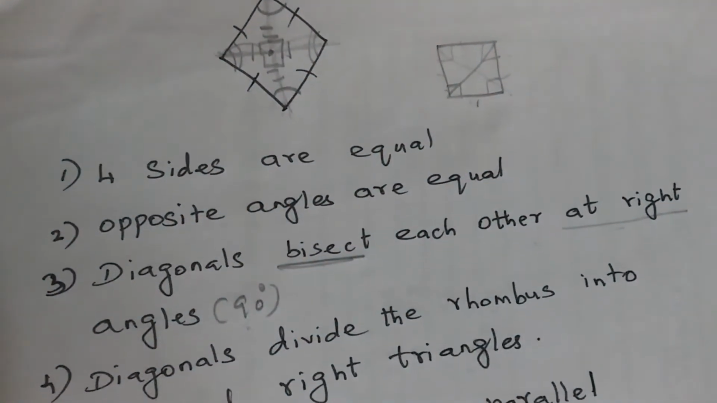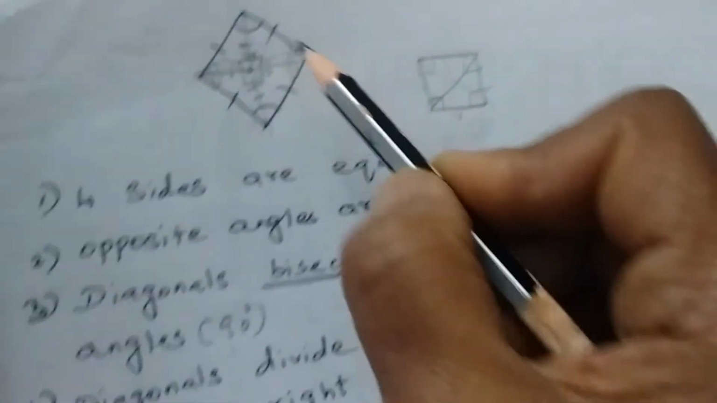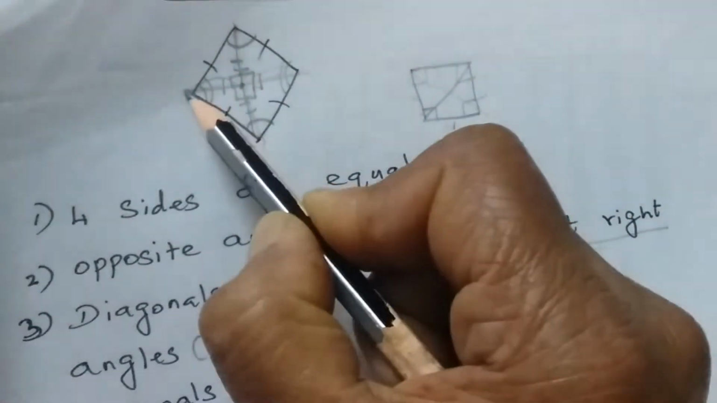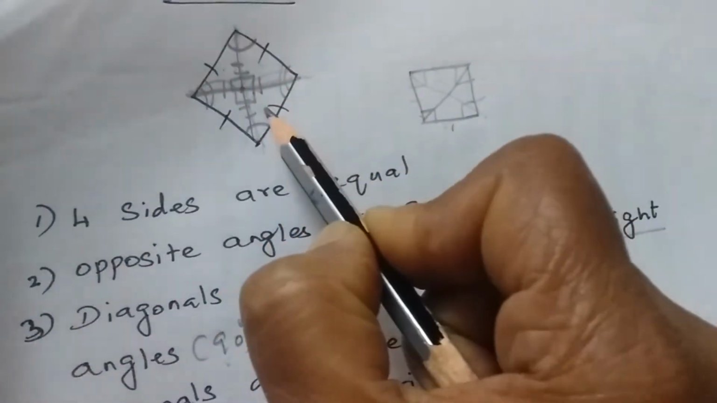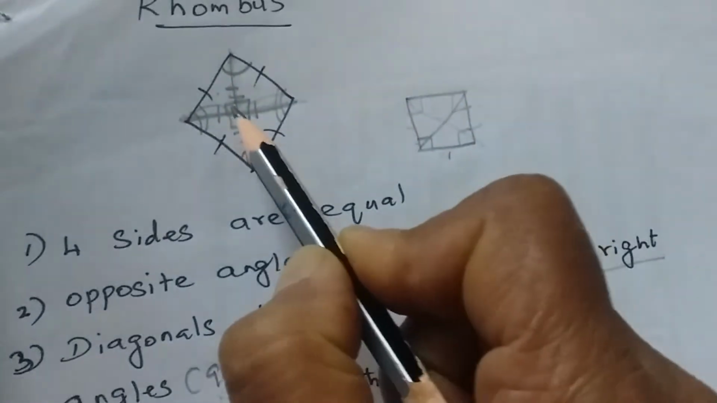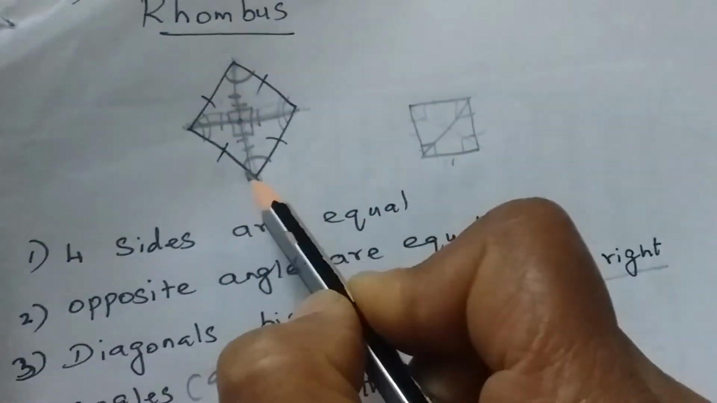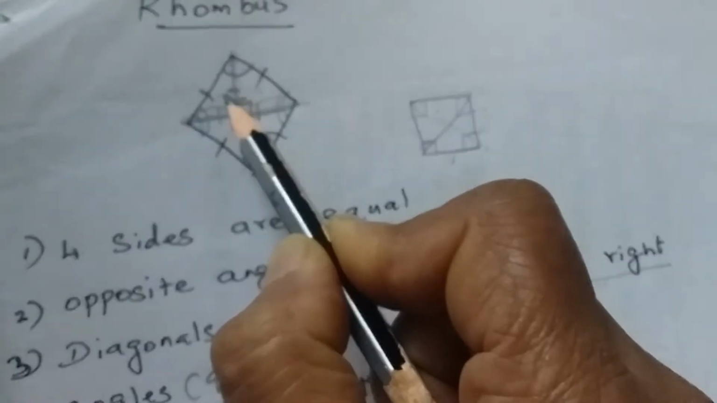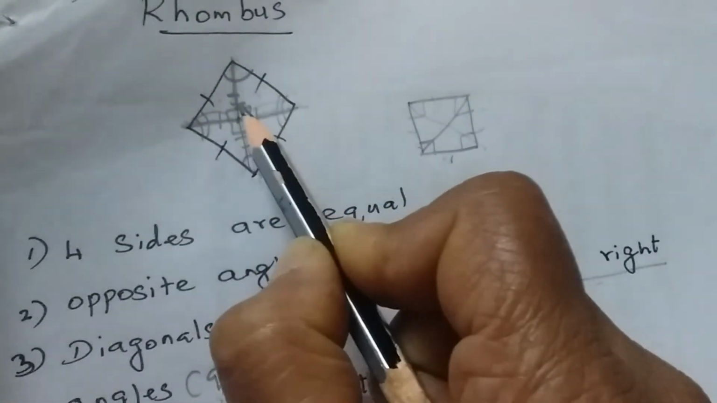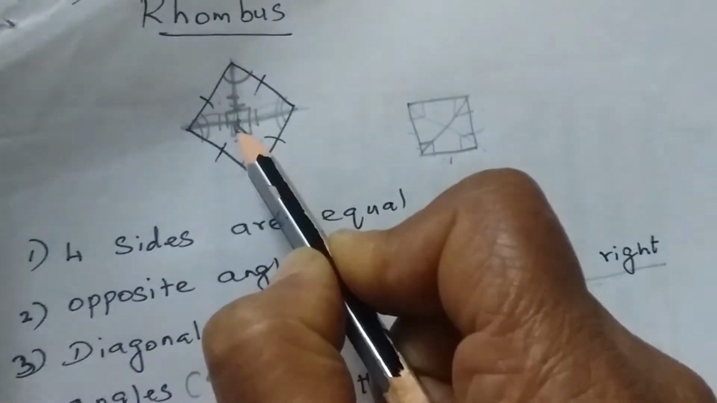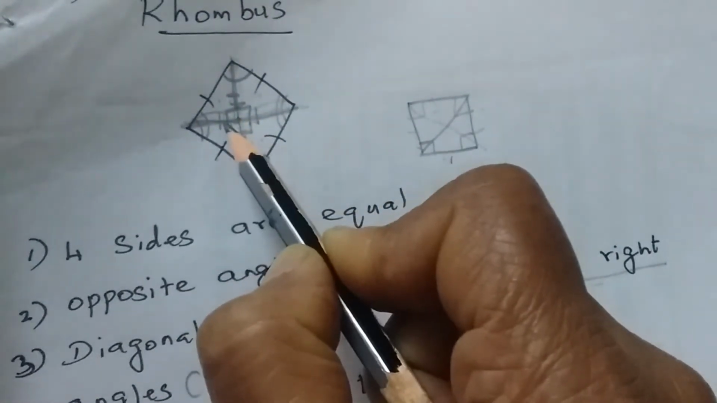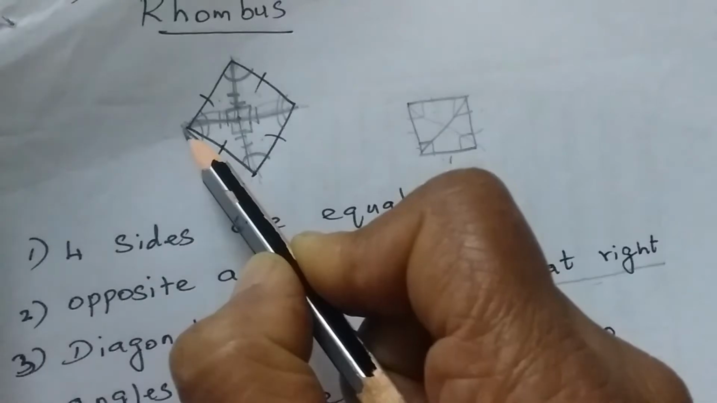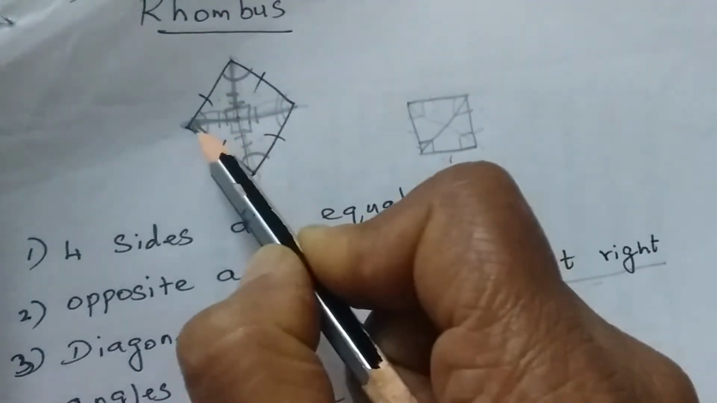Okay. Next, when you draw two diagonals, the rhombus is divided into 1, 2, 3, 4 triangles. Can you all see that? This is one diagonal, this is one diagonal. And how many triangles are we getting? This is one triangle. And we know this is a right angle. So it is a right angled triangle. In a triangle, if one angle is 90 degrees, then the triangle is called right angle triangle. So this is one right angle triangle.